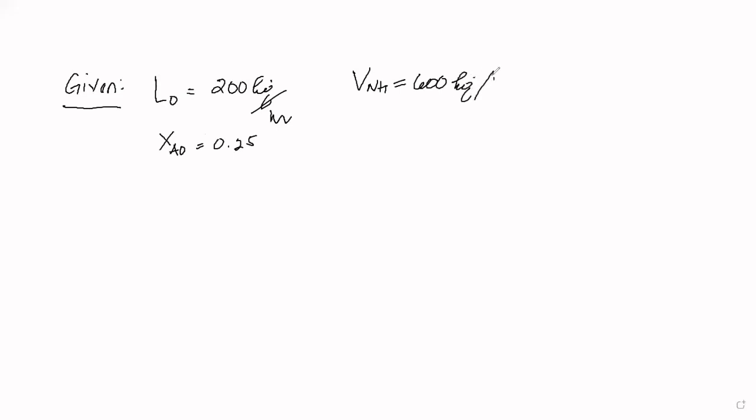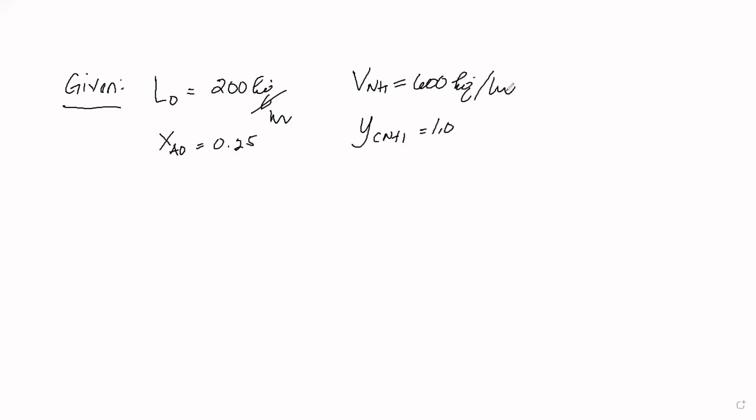Your feed, so that would be L0, is 200 kilograms per hour. It contains 25% acetic acid. So if acetic acid is A, then it must be 0.25. And your solvent, B sub N plus 1, is pure isopropyl ether. So this is 600 kilograms per hour, and it's pure isopropyl ether. So your Y sub C, N plus 1, is 1.0.